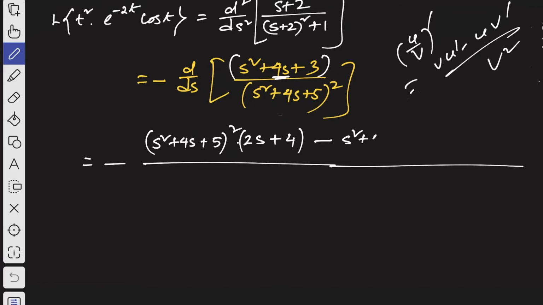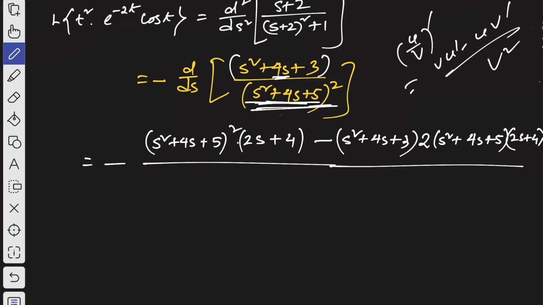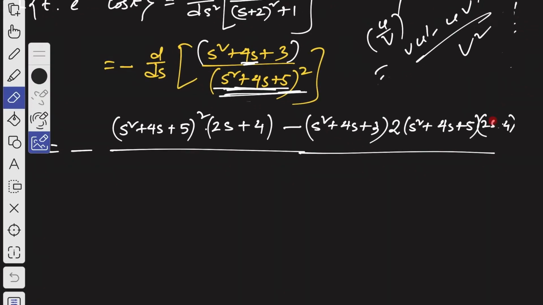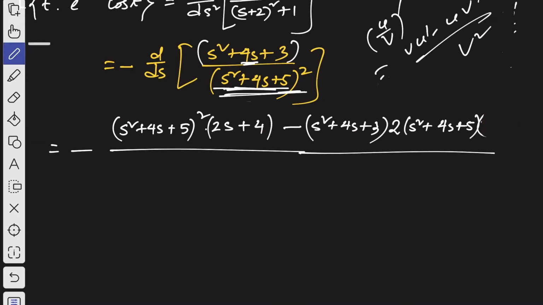Then minus the numerator, s square plus 4s plus 3, times the derivative of the denominator. Differentiating the square, you get twice (s square plus 4s plus 5), and then again you differentiate the terms within the bracket, which gives twice s plus 4. Then the denominator square means (s square plus 4s plus 5) whole square, again whole square, that's to the power 4. That's what we will get.